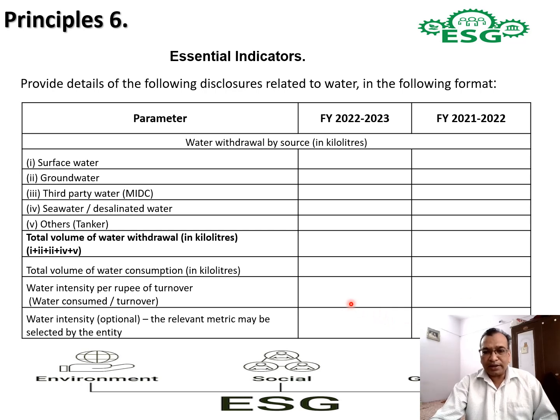This water intensity will give you the idea whether you are in a red area or green area, means based on the water intensity you will know whether you are performing well or whether you still need to put in more efforts. So this water intensity is very important for monitoring and control. Then they have given another optional water intensity, that is you can also provide the water consumption per kg of the product if at all you want to disclose.